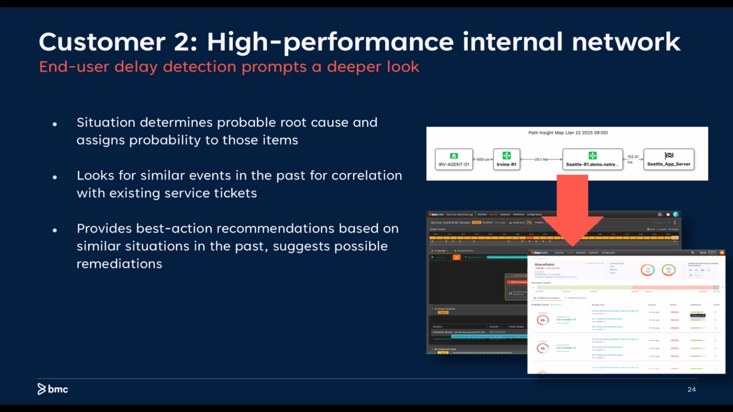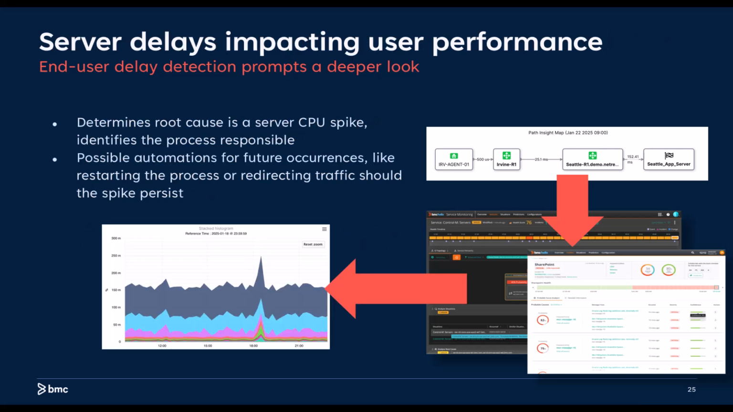So it'll figure out what the likelihood of a particular failure is, assign a probability to those items. It'll even take a fingerprint of that particular situation, and it'll go back and look at historical events in the past to see if there's a correlation with any, for example, resolved service tickets in the past. And it can use that data to generate best action recommendations that are based on those situations so that it can advise first line operators on what to try first to try to resolve the situation based on things that might have worked in the past. So that suggested remediations allows you to get to what the possible solutions to that problem are even faster.